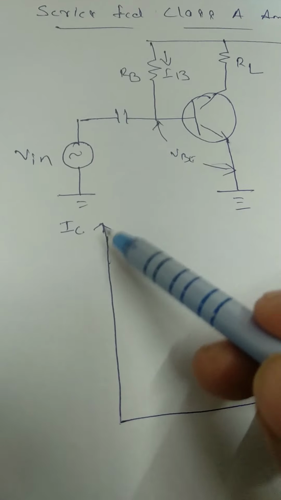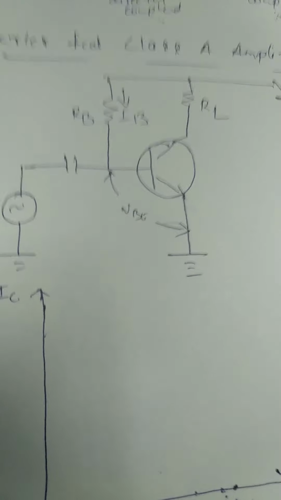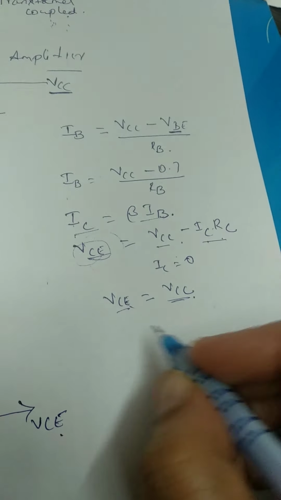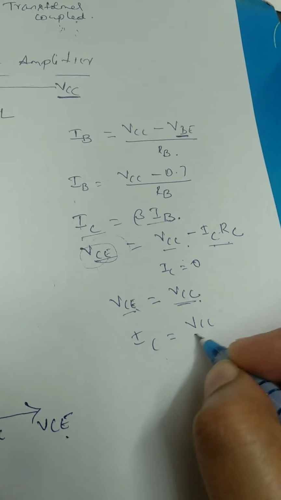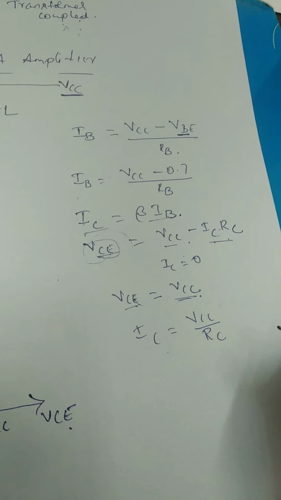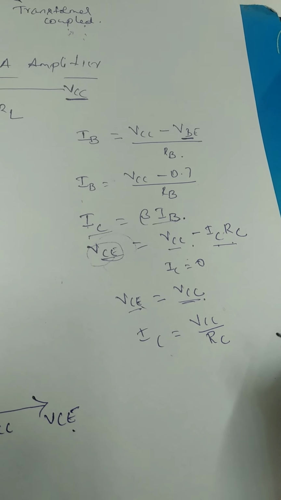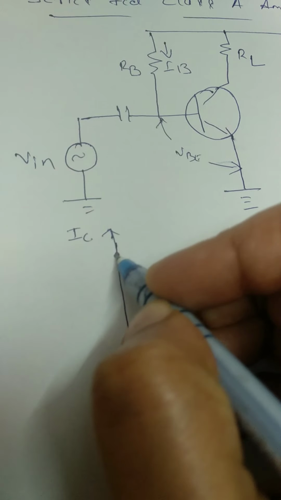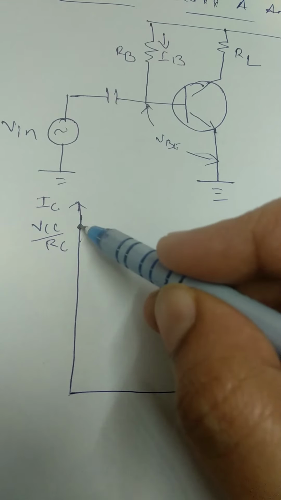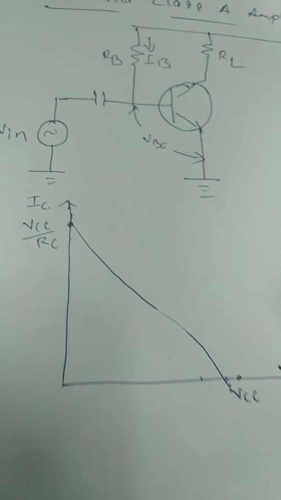To find the y-intercept, we need to make VCE equal to 0. If in this equation we apply VCE equal to 0, IC will be VCC divided by RC. So this is the point, VCC divided by RC. Now we can draw a load line between the x-axis and y-axis. These are the two points on the axes that we have found.